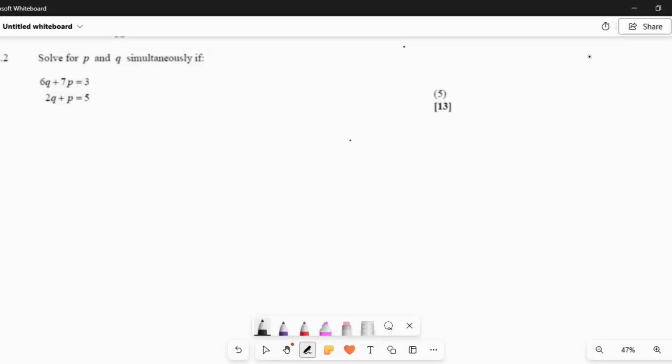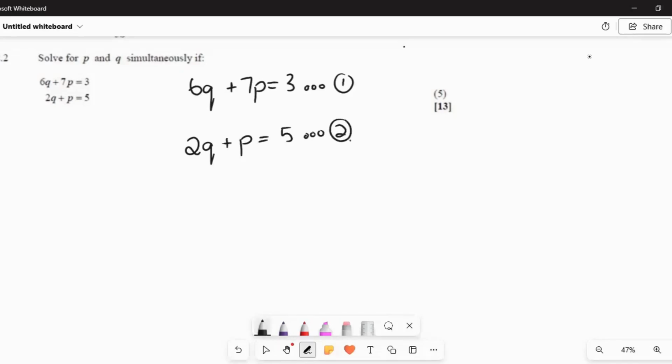So now in this case, or in any other case on simultaneous equations, we'll be given two equations, which is in this case 6q plus 7p is equal to 3. So this is our first equation, right? And then we have a second equation where we have 2q plus p is equal to 5. This becomes our second equation.